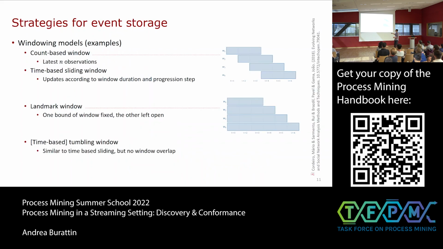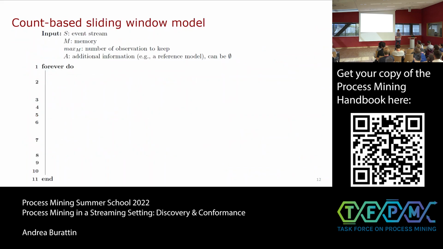There are many ways of constructing these event logs. Should we just keep the last n events that we have seen, or should we do other approaches? There are many ways of collecting these recent observations: count-based window, time-based sliding window, tumbling window where there's no overlap, for example. But everything boils down to this idea of collecting events for a while and then applying a standard offline technique for process mining.